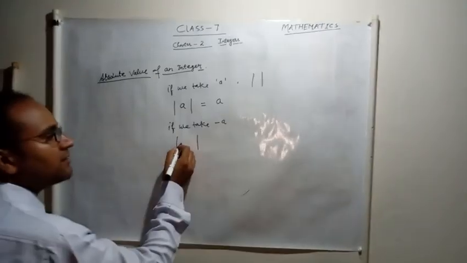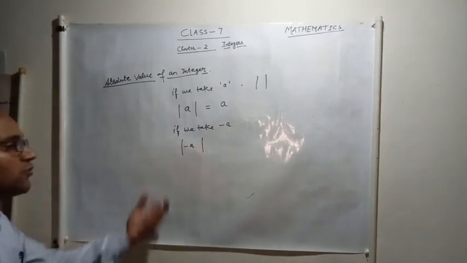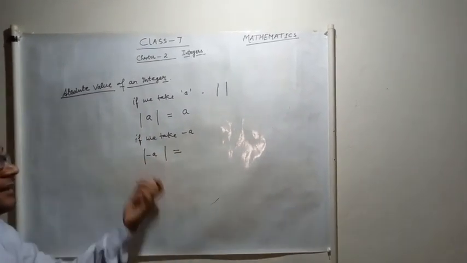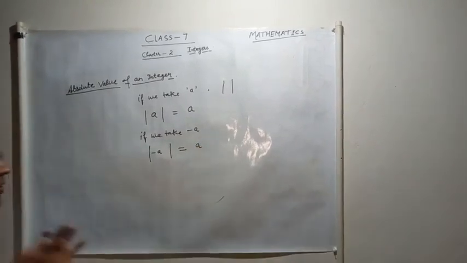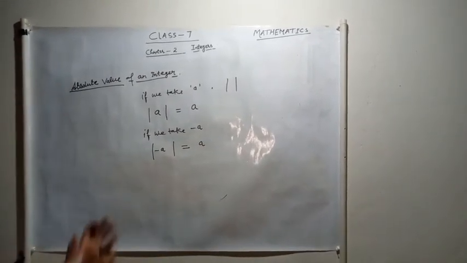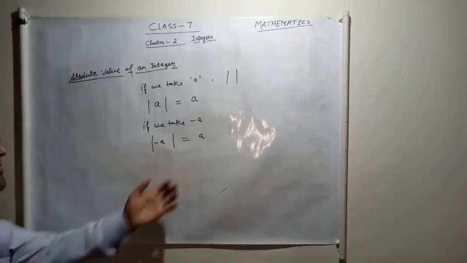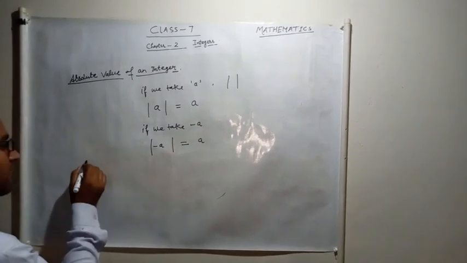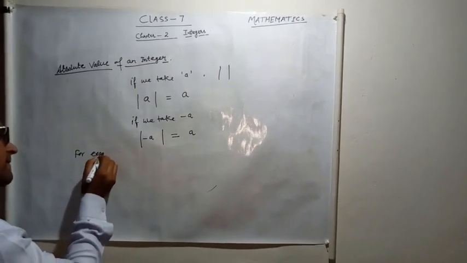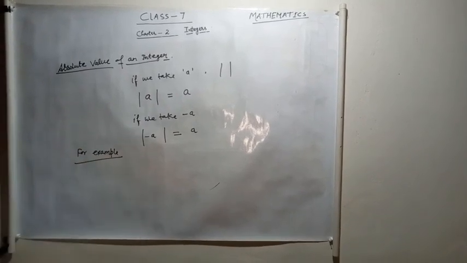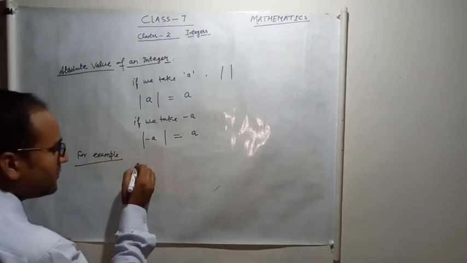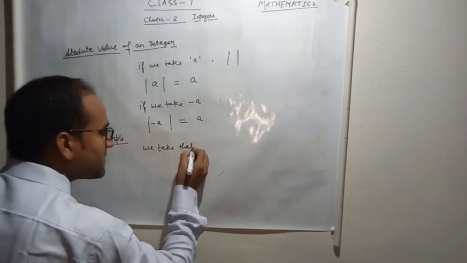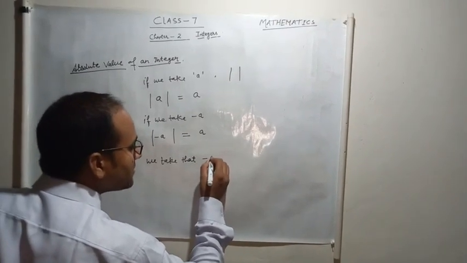I'm going to write this in between the two vertical lines. Then the absolute value of minus a is a. Whatever integer we take, if we take its absolute value, we get a positive integer only. For example, we take minus 4.